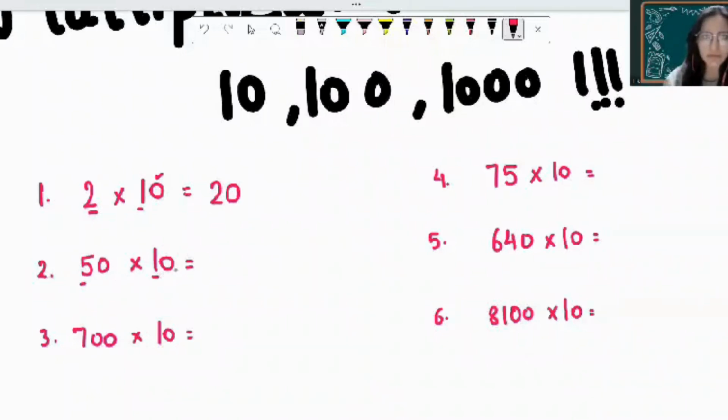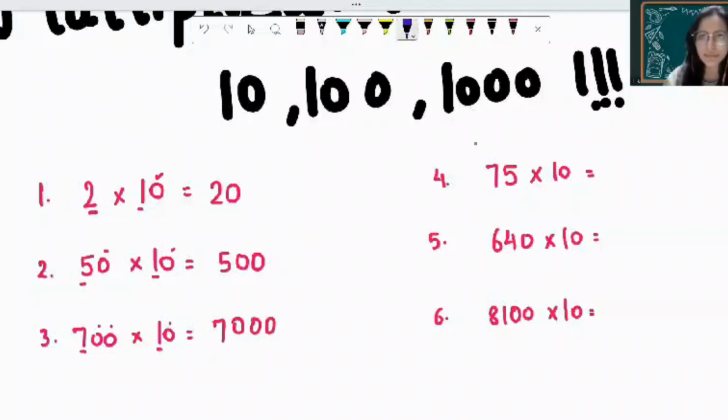Now let's apply this same thing to the next questions. 5 and 1. 5 times 1 gives you 5. How many zeros here? 2 zeros. So we write 2 zeros after that, and this becomes 500. Let's do the next one. Here we have 700 times 10. So 7 times 1 gives you 7, and you write 3 zeros after that. So it becomes now 7,000.